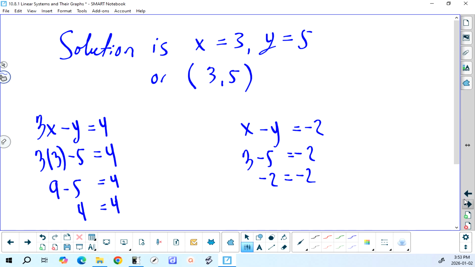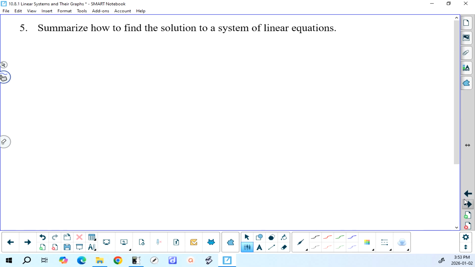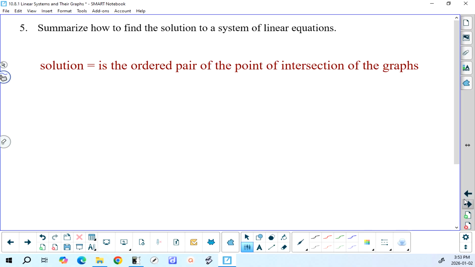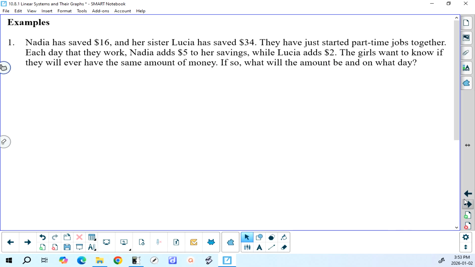All right, let's get into some examples. I guess we'll do a quick summary here first. How do you find the solution to a system of linear equations? It's very simple. You graph both lines, and the solution will be the point of intersection. The point of intersection will be described by an x-coordinate and a y-coordinate. Those two numbers are the solution. If you need to pause this to write it down, go ahead, but I'm going to click through now.